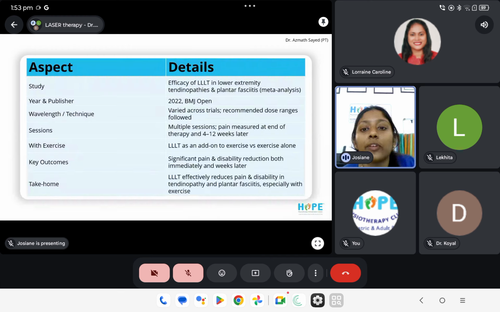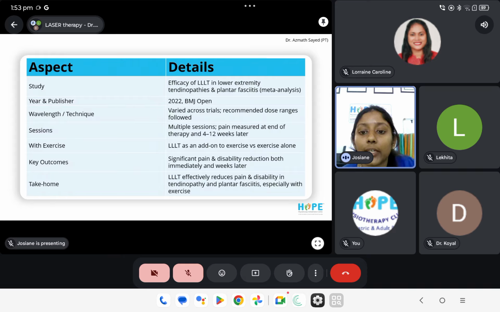Second one is efficacy of low level laser therapy in lower extremity tendinopathies and plantar fasciitis. It was published in the year 2022, and wavelength was varied across trials. Recommended dose ranges were followed, and multiple sessions were taken.